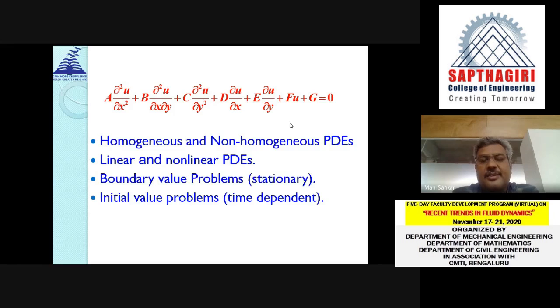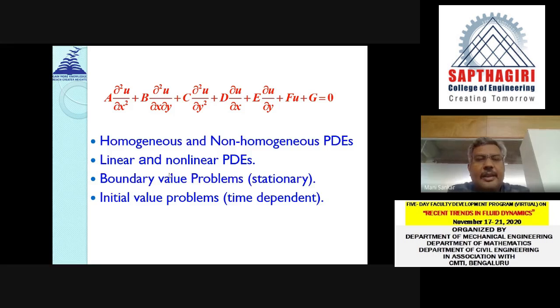What does it mean? G can be, let us say, a constant. In a differential equation, if all the terms contain either the dependent variable or any of its derivatives, then such a differential equation is called homogeneous. If I can identify a term which is free from the dependent variable and its derivatives, then the differential equation has to be called a non-homogeneous partial differential equation.